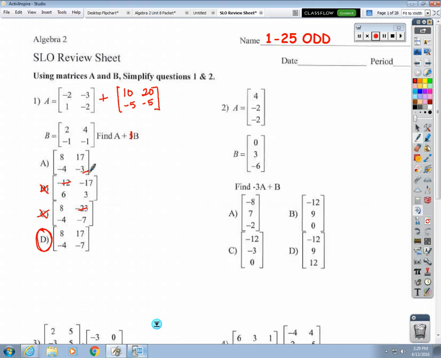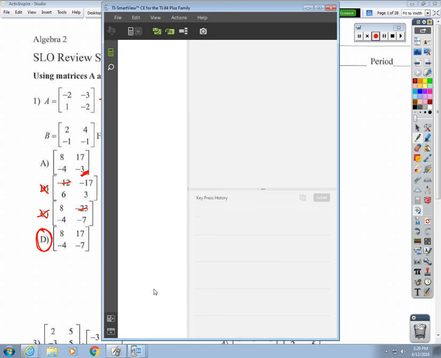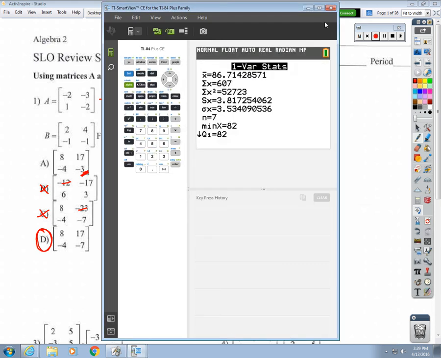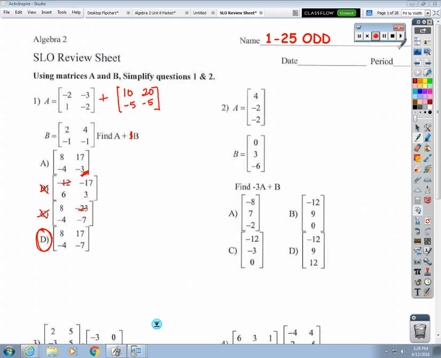Oh, I got the right answer. I just chose the wrong answer. Okay, so you can do it by hand or you can do it with the calculator. Either one will work. See, I got the right answer. I just chose the wrong answer. I think I just did.